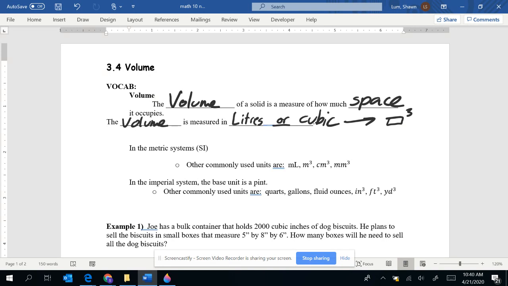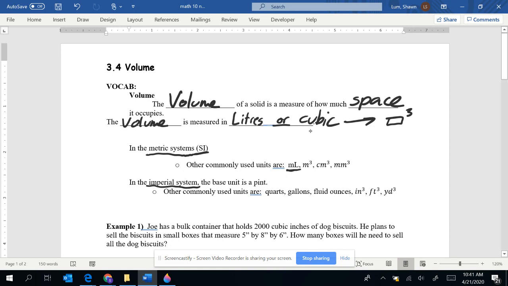There are two different types of ways that we can measure volume. We have the metric system, which is our Système International or international system of units. And then we have the imperial, which is mainly the Americans down south. So first off, let's talk about metric. Very common things that we measure in are liters and things related to liters, like milliliters.